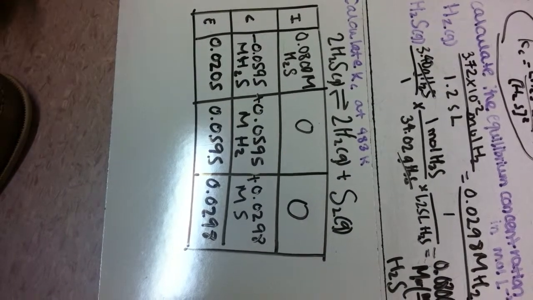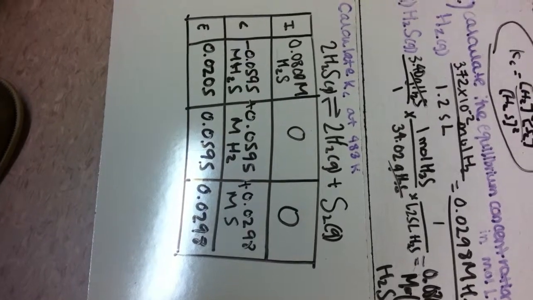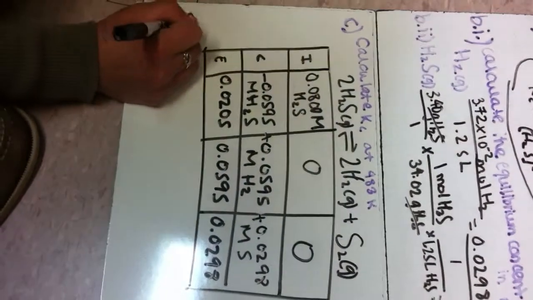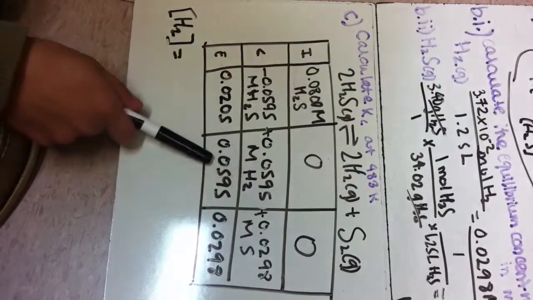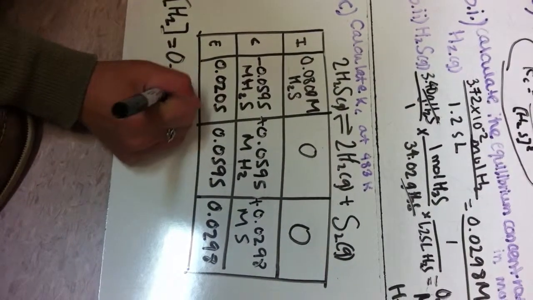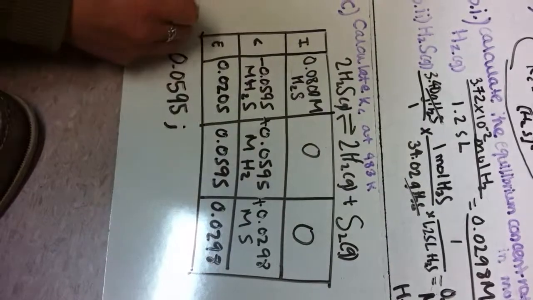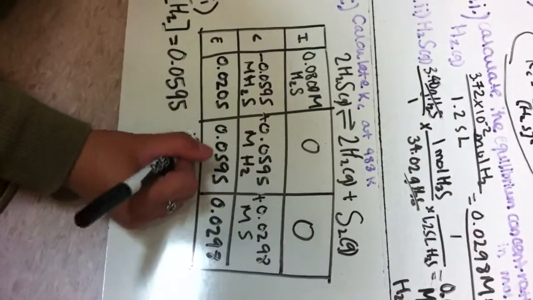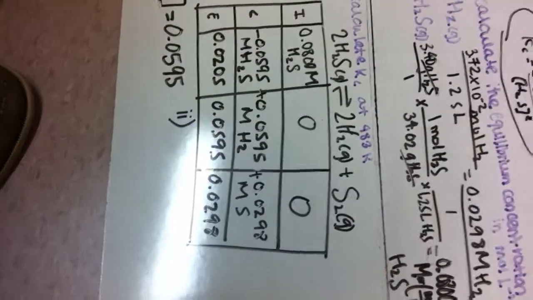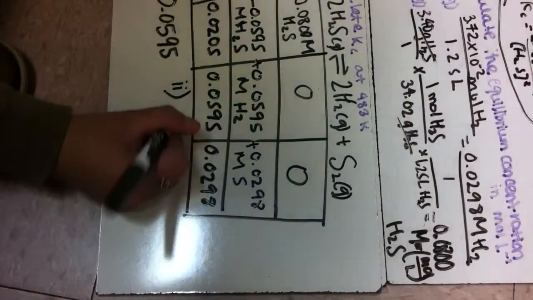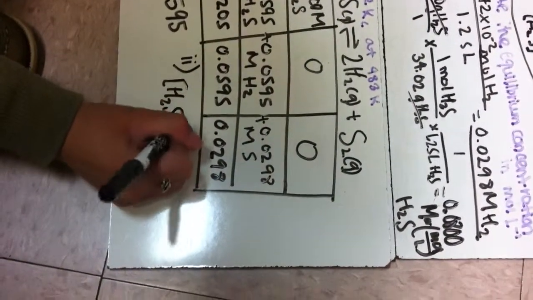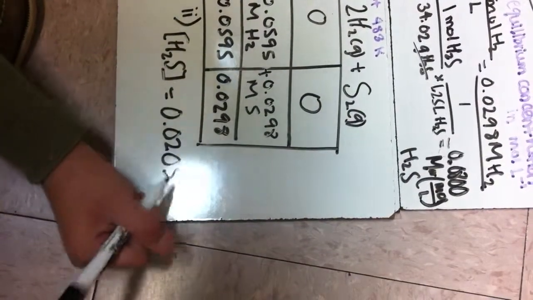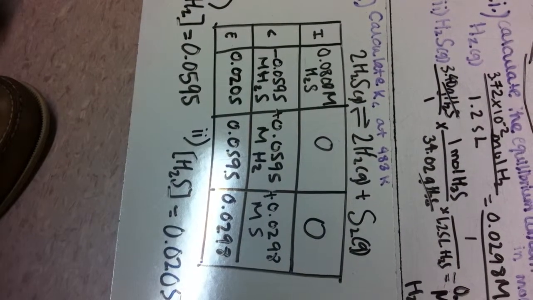So to go back, part B asks for H2 first. The concentration of H2 at equilibrium is equal to this number right here, 0.0595. Part 2 is asking for the equilibrium concentration of H2S. So the equilibrium concentration of H2S is equal to this number right here, 0.0205. And that solves for B.